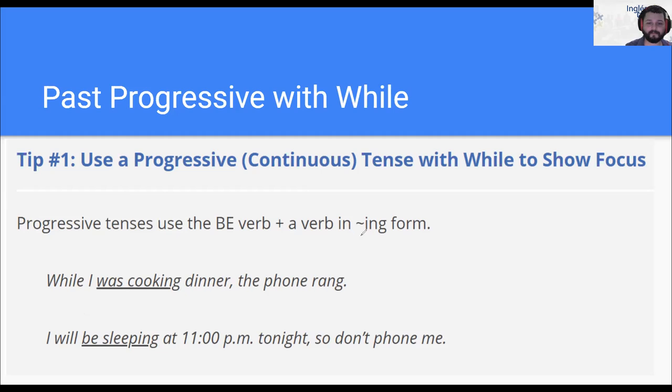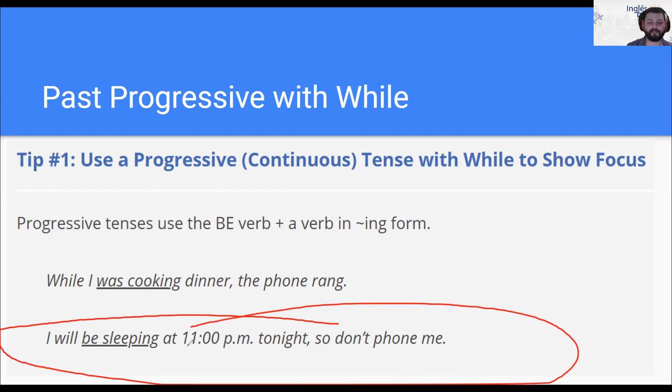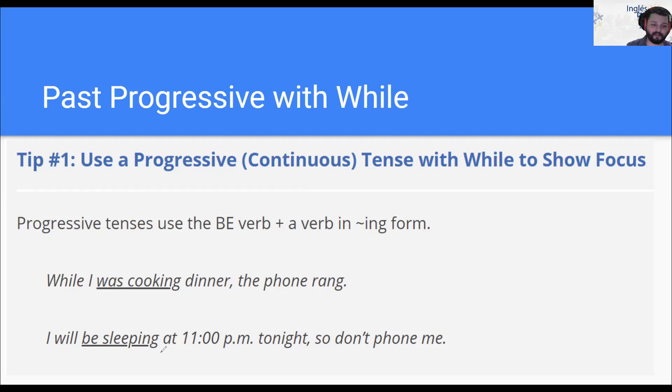Now, this right here, guys, the second example is not in past progressive, okay? But it's showing, guys, that in progressive tenses, this is why it's in progressive tenses. In all types of progressive tenses, you will always use the verb be plus the ing form of the verb. If you notice here, guys, what tense is this? Past progressive. I will be sleeping at 11 p.m. tonight, okay?